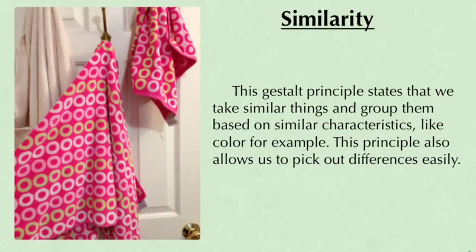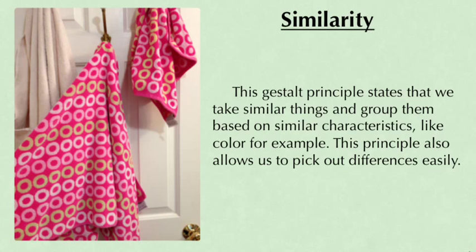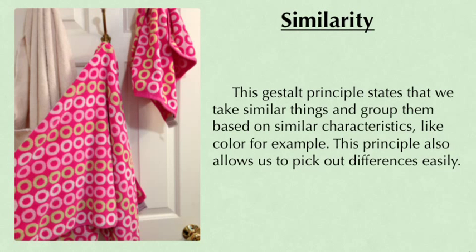Another Gestalt principle is called similarity. This principle states that we take similar things and group them based on similar characteristics, for example, based on color. This principle allows us to pick out differences easily. In this example, we see a towel with 3 different colored dots: white, pink, and green. Because of this principle, we group them with other colored dots because they are similar in color.